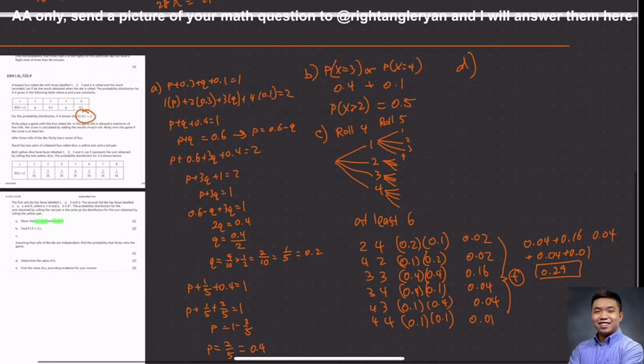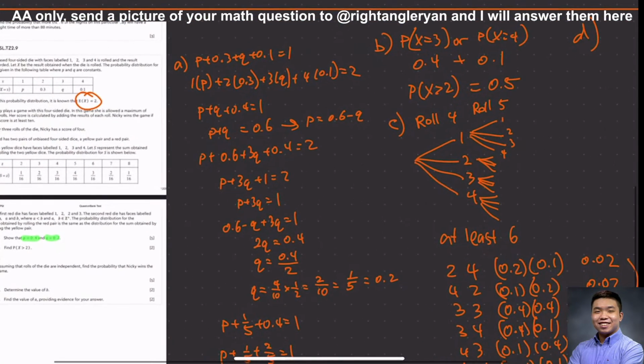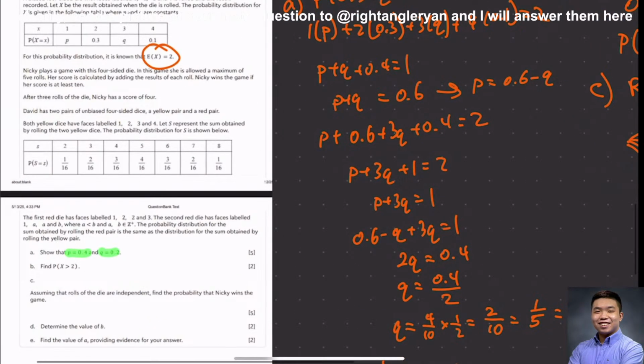Next, part D. Determine the value of B. Okay, let's read the question. So many words. David has two pairs of unbiased four-sided dice. A yellow pair and a red pair. Both yellow dice have faces labeled 1, 2, 3, and 4. Let S represent the sum obtained by rolling the two yellow dice. The probability distribution for S is that.